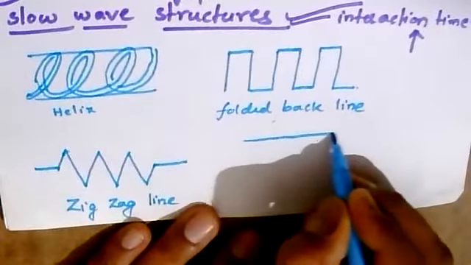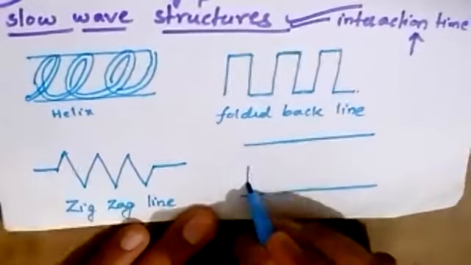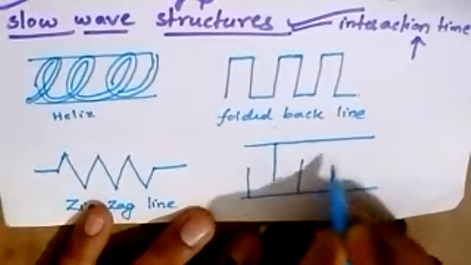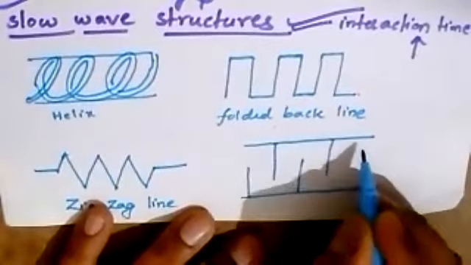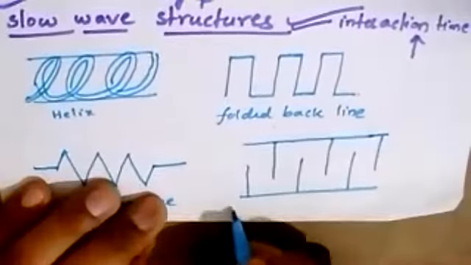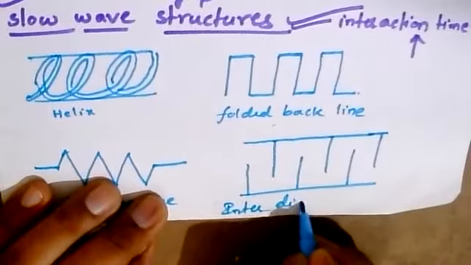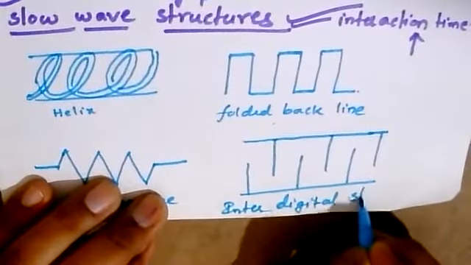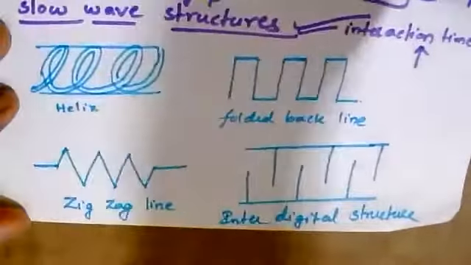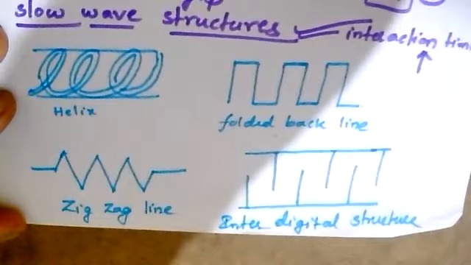And we have another structure, which is given like this. You can call it an interdigital structure. Interdigital structure. So that's what we have for the helix traveling wave tube.